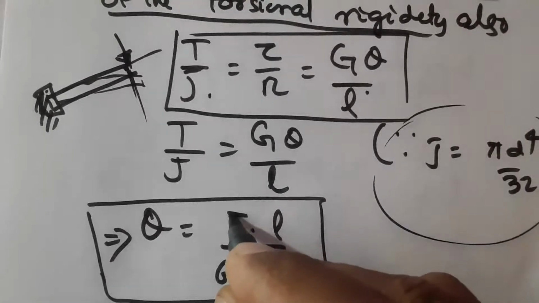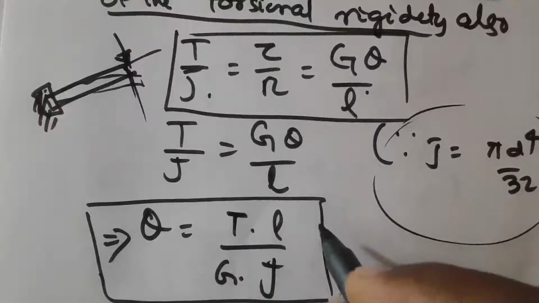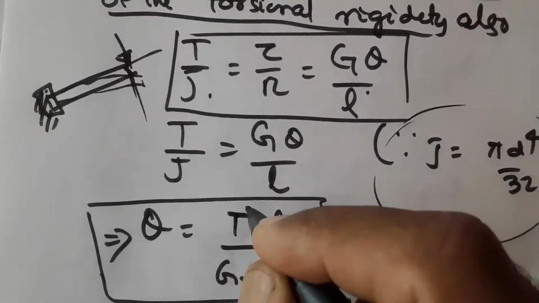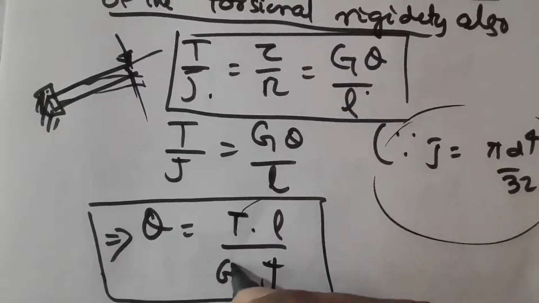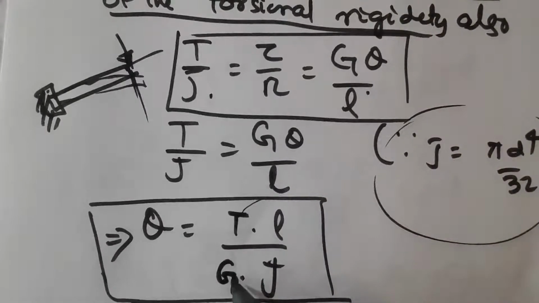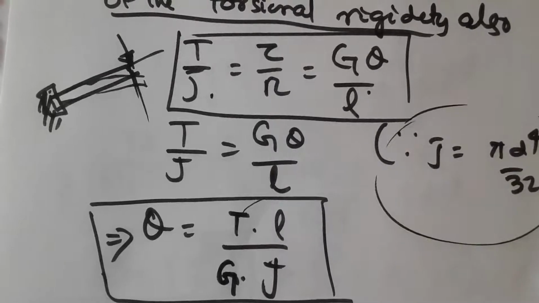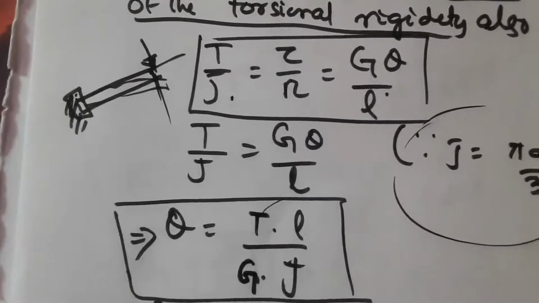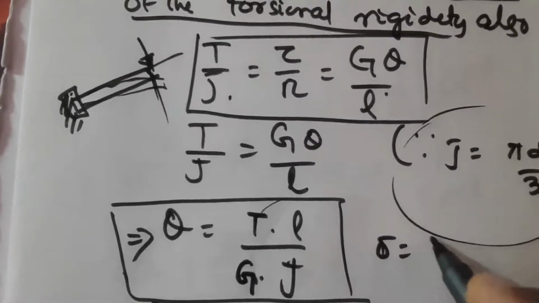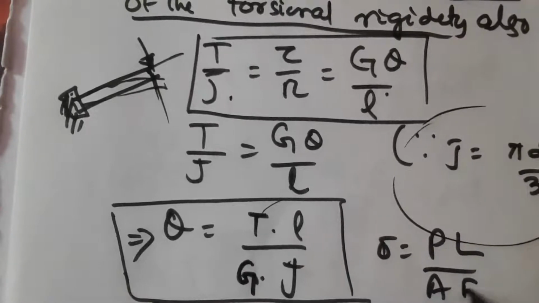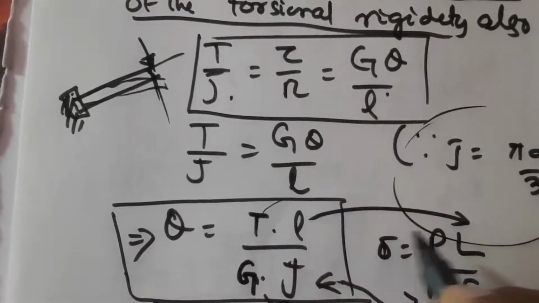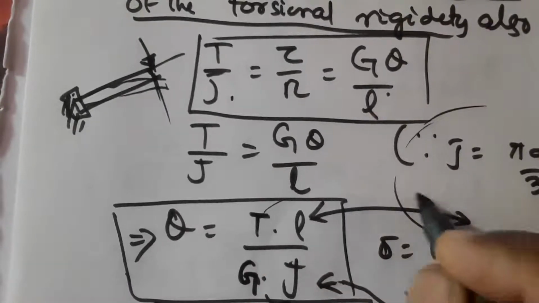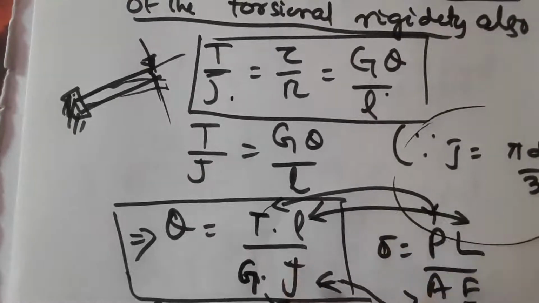It is equivalent to PL by AE in the axial case: the equivalent of torque is force, L is the length of the shaft, and the equivalent of G is E. So delta is equal to PL by AE. So these are equivalent types, and this is similar, and you see the load and torque are equivalent. So this is the equation.